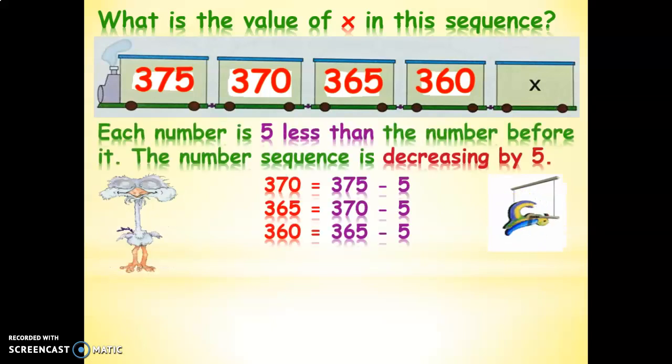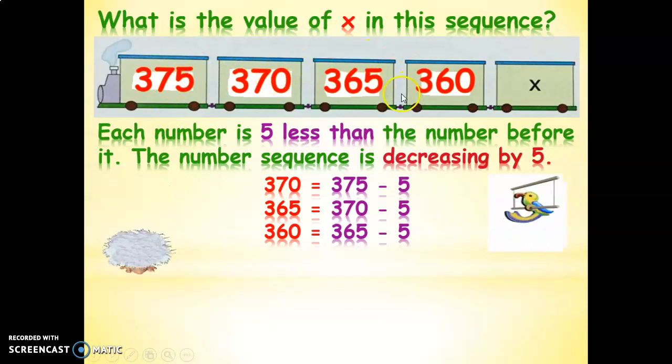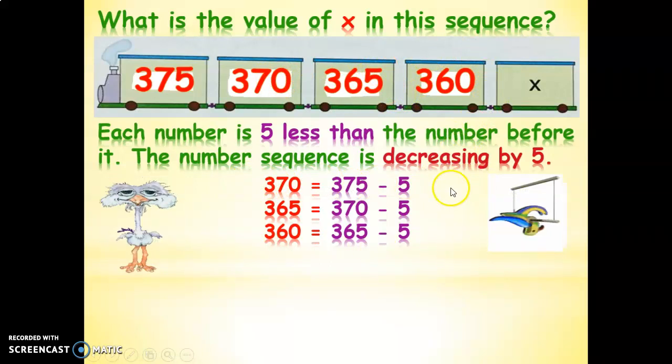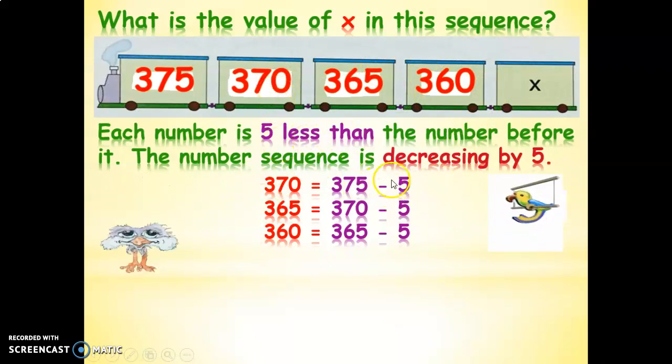From this example, you can see that each number is 5 less than the number before it. The number sequence is decreasing by 5. You can see from the examples that the numbers are going down and they are decreasing by 5. This is how we get the answer for this number sequence. You have to do 5 less or do minus 5.